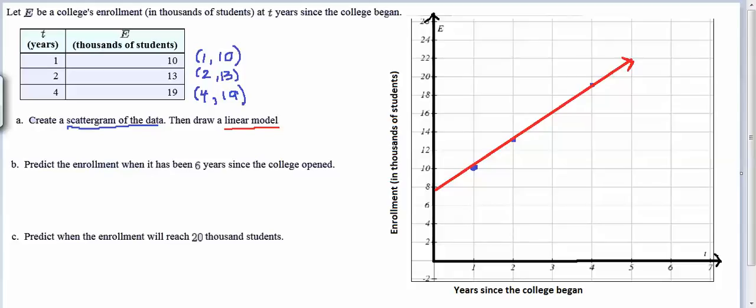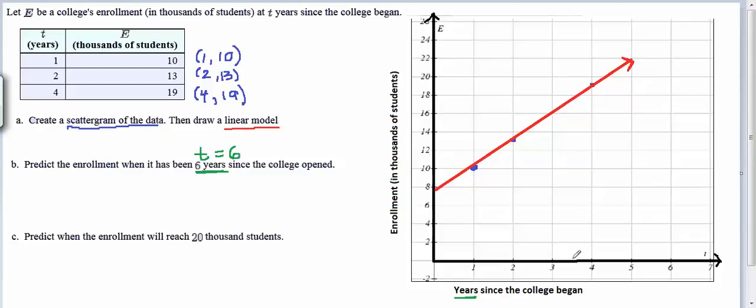All right, and now let's look at the analysis questions they're asking here. First, they want us to predict the enrollment when it has been 6 years since the college opened. So we've got this number 6. We want to think about it, is that a t value or an e value? Well, the units here are years. That matches our t units of years. So this is telling us t equals 6.